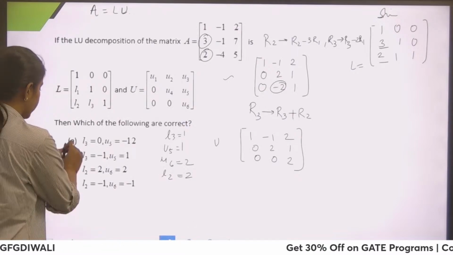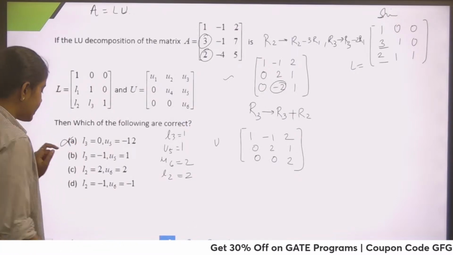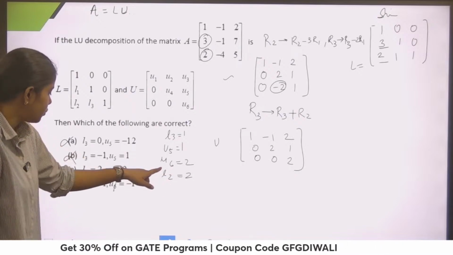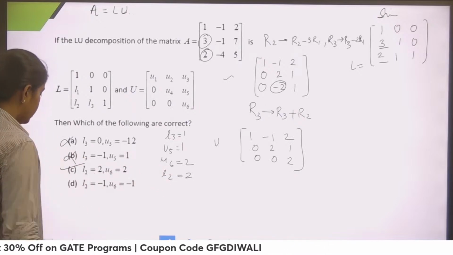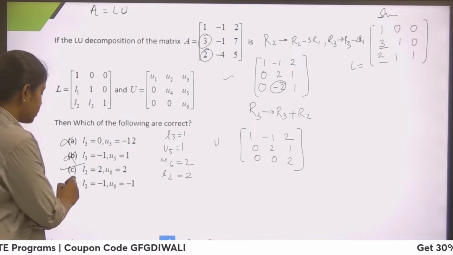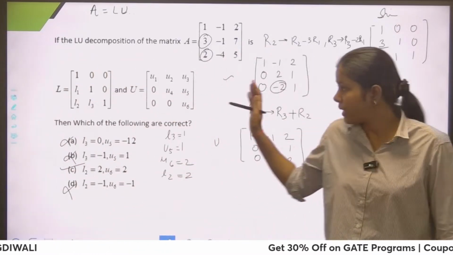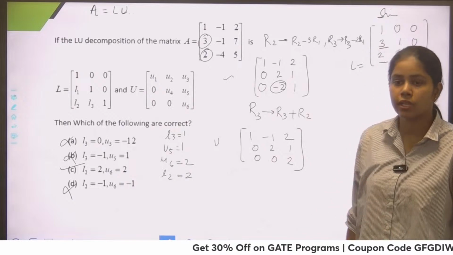L3 they are saying 0. That is not true. L3 they are saying -1. That is not true. L2 2. That is true. U6 2. This is true. L2 -1. That is not true. So only option C is correct. I hope you guys get it, how to find out this row reduced echelon form.